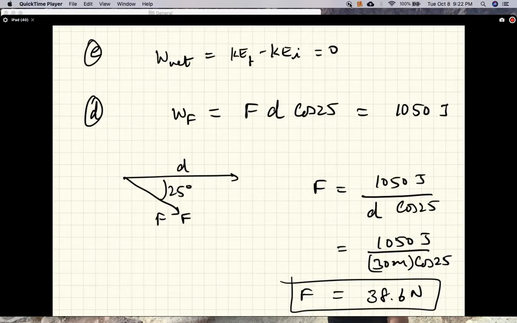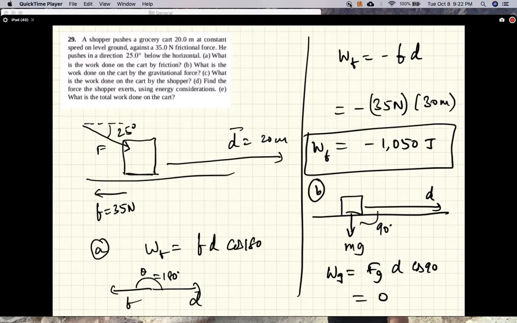Okay, I think that takes care of all of this problem. So what is this problem? 29.